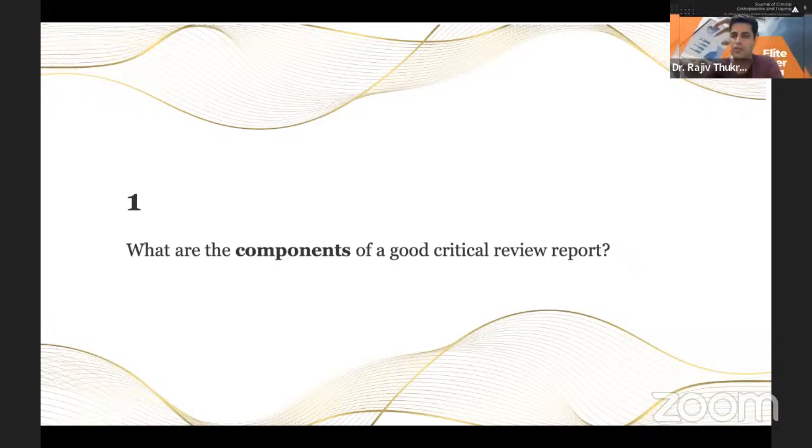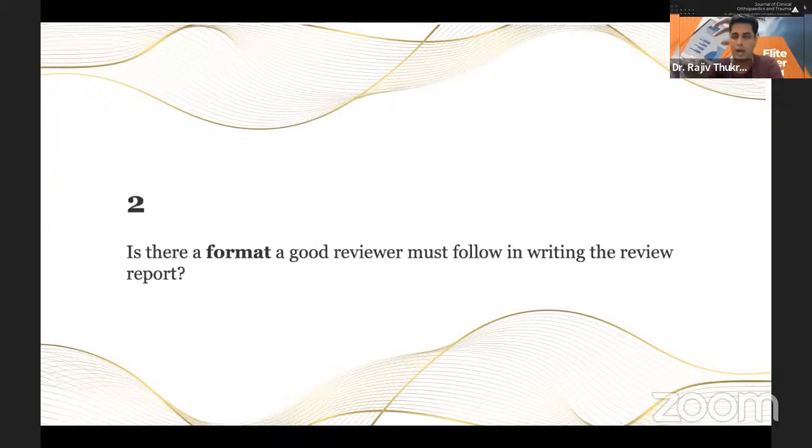Right, sir. That is the way. I'm just going to move ahead because, like I've been told, there's a little shortage of time. So you've given really fantastic points, and I'm going to summarize it at the end, and you can add there if you think anything is missing. The question for you now is, is there a format a good reviewer follows in writing the report? Is there a template or a format which you must follow in writing a report?